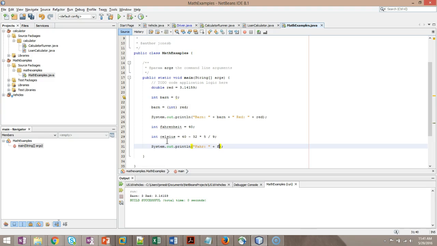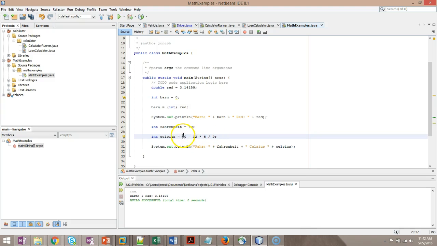Okay, Fahrenheit, Celsius. We're going to find out that we do not get a value of 4.4 Celsius for 40 degrees Fahrenheit because of the order of operations. Subtraction has the lowest priority. After that, division and multiplication are roughly equal, and it's going to work left to right. So this would say 32 times 5 minus 9. I'm sorry, 32 times 5 divided by 9.